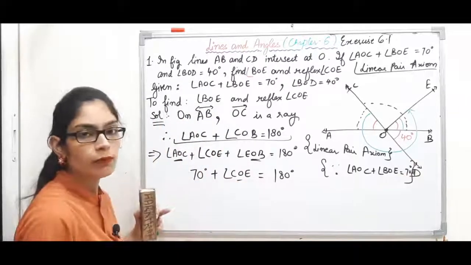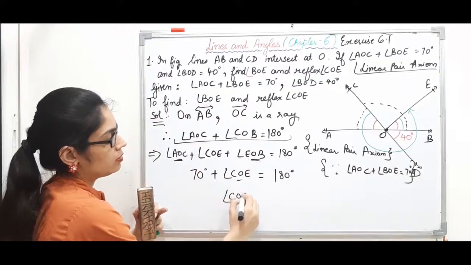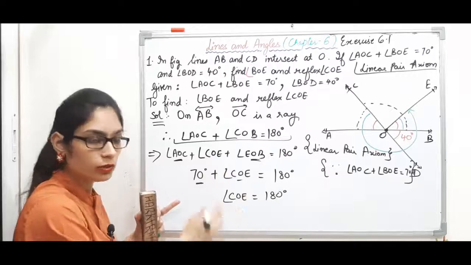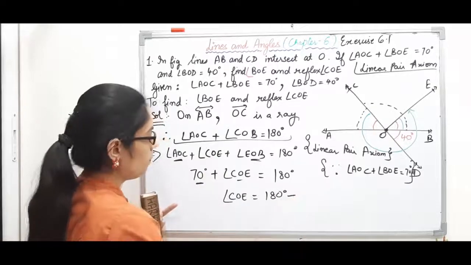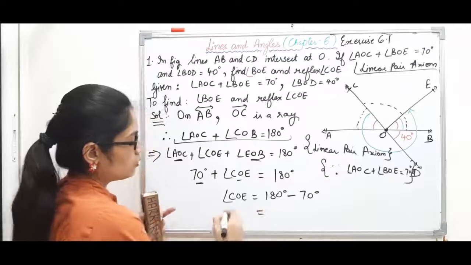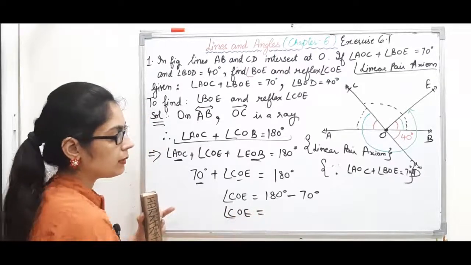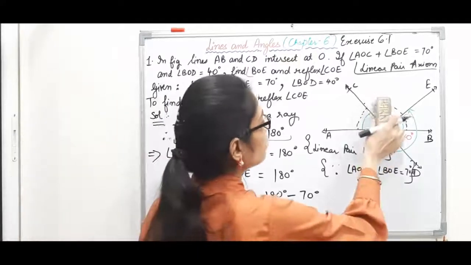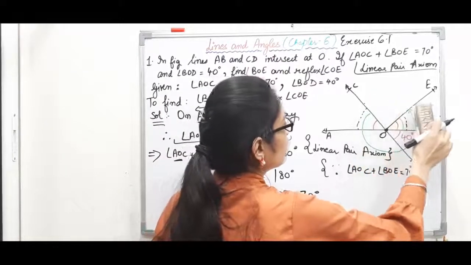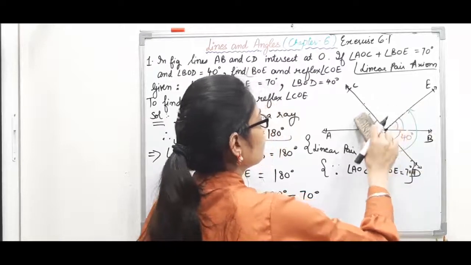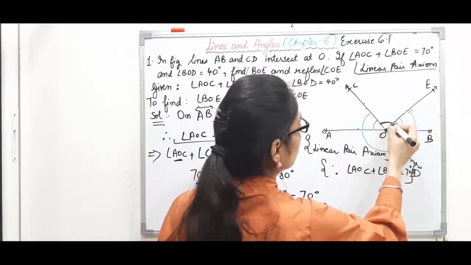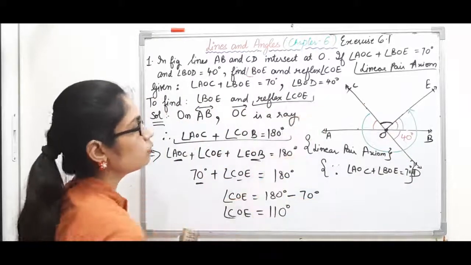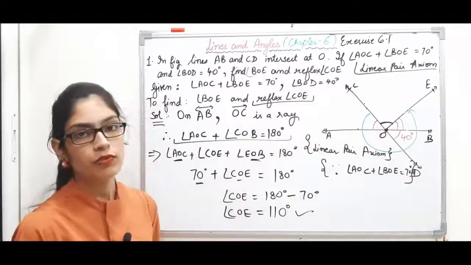So from here we can find the value of angle COE. COE is equals to 180. This 70 is getting added with COE. On changing the side, it will get subtracted from 180 degree. So COE is equals to 180 minus 70, it's equals to 110. So now we have found the value of this angle COE. But we have to find the value of reflex COE. So we'll use this value and find the value of reflex COE.